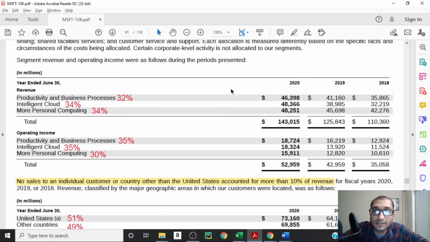For the year 2020, 32% of the company's total revenue came in from its productivity and business processes, 34% of its revenue came from its intelligent cloud segment, and 34% of its revenue came in from its more personal computing segment.